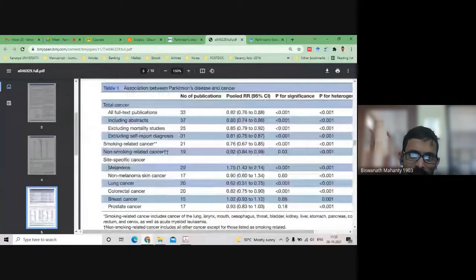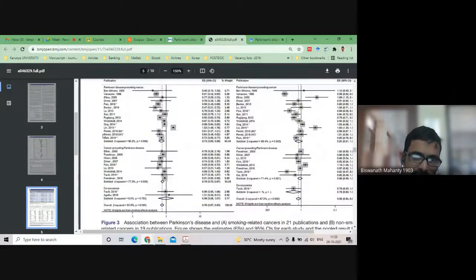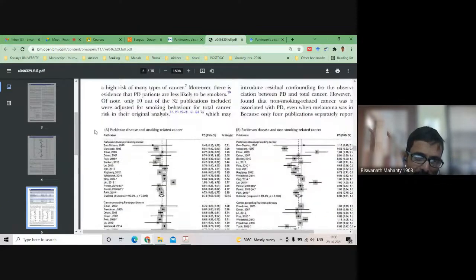You see, they are talking about the article also. Article publication, this one, included abstract, this one, excluding mortality study, this one. They are finding the relationship between the publication along with Parkinson's disease and cancer. They're trying to connect. And these are the graphs for that. Parkinson's disease and smoking related cancer. These are the papers which are connecting associations.